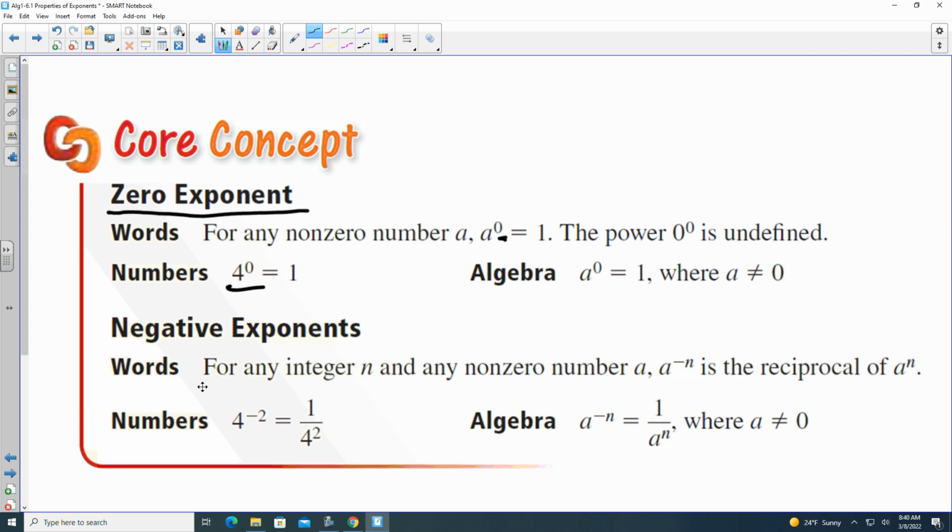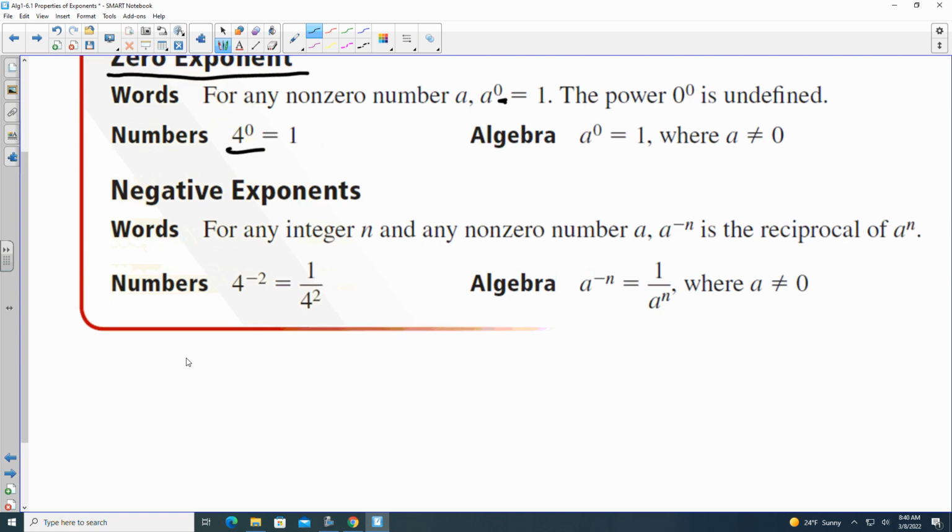If you have a negative exponent, the goal is that we are trying to always make our exponents positive. When you look at this particular one, where we have 4 to the negative 2 power, it is actually the reciprocal of the non-negative exponent. So 4 to the negative 2 power is the same thing as writing 1 divided by 4 to the positive 2 power.